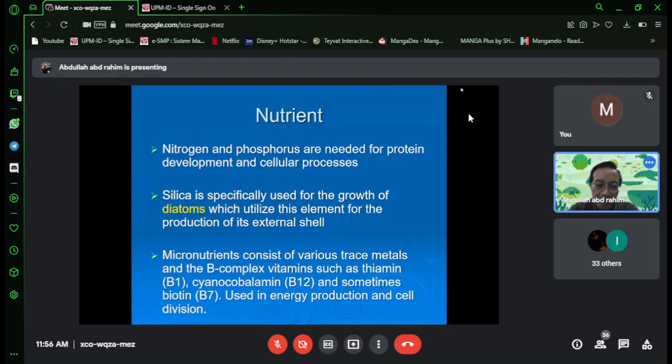This is a bit interesting, especially when you prepare the nutrient, diet, or formulation to feed your microalgae. All right, so other than nitrogen, phosphorus, and silica, you do need some micronutrients such as B complex vitamins, all this. All right.